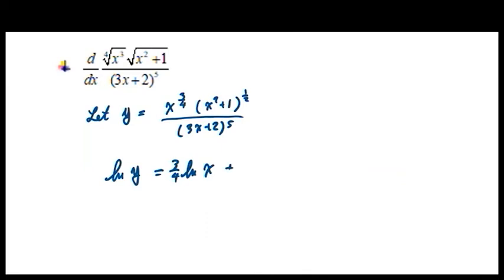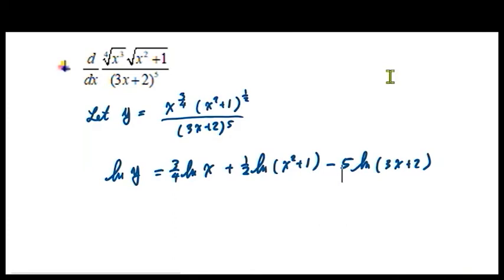Logarithm all over the place. And this is ln of x squared plus 1 to the 1/2, minus ln of 3x plus 2 to the 5th power. Now, there's no way for you to break this up because that plus sign messes you up. So this is as much expansion as you can do. Good. Now we take the implicit derivative on both sides.